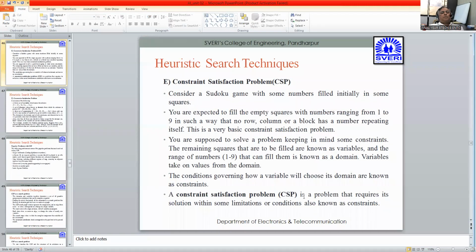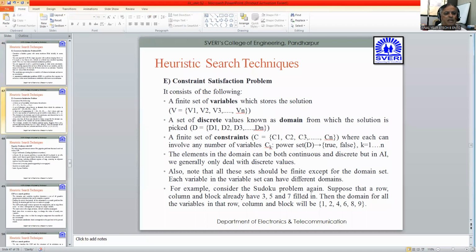And the last type or method of heuristic search technique is called the constraint satisfaction problem. The best example of the constraint satisfaction problem is the Sudoku game. It is a problem that requires its solution within some limitations or conditions, and those are also known as constraints. So you know what type of constraints occur in Sudoku. We have seen the complete example of the CSP. This is how the mathematical formulation of the constraint satisfaction problem is explained with the help of the Sudoku problem.